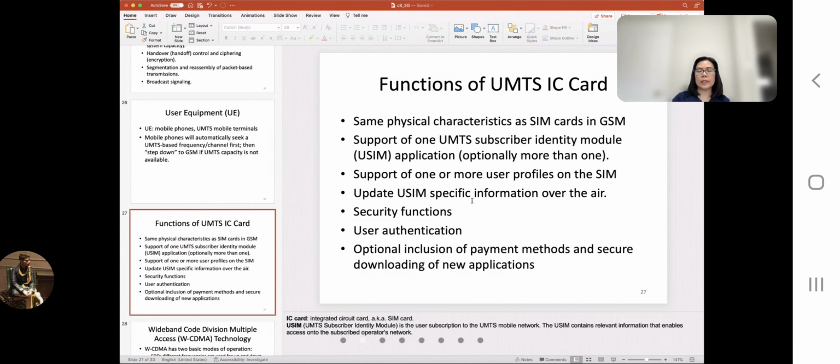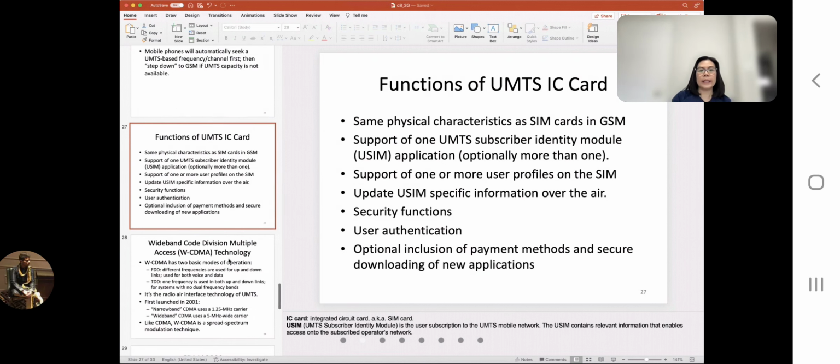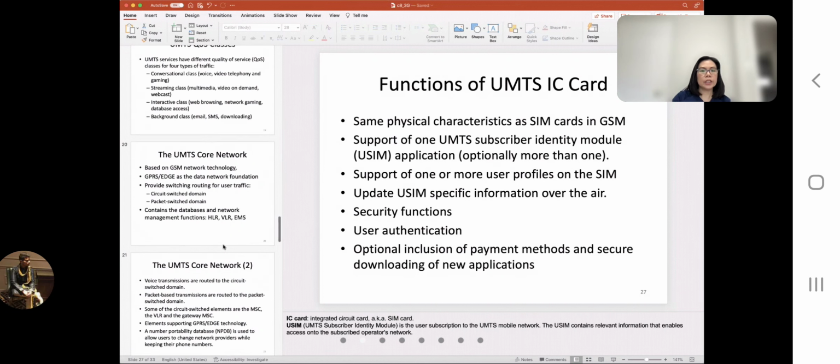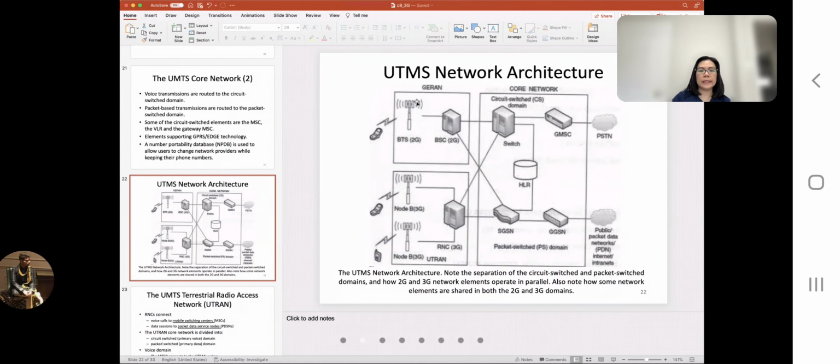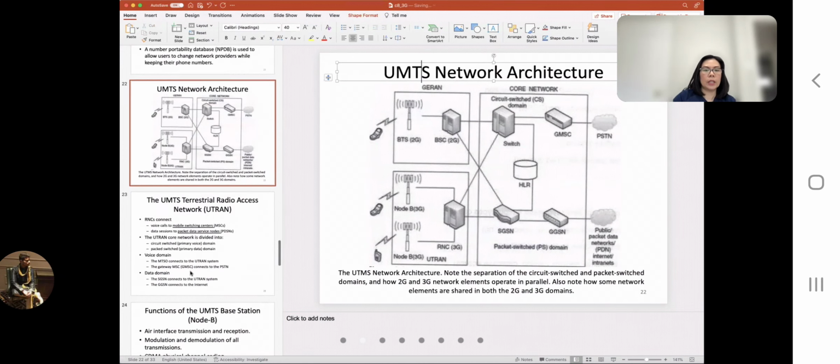user specific information over the air. It provides security functions. It provides authentication, right? And it also includes payment methods as an option, and also allows for secure download of new applications as well, right? Okay, so those are the main functions of the UMTS SIM card. Okay. All right, so we've gone through the network architecture of UMTS.